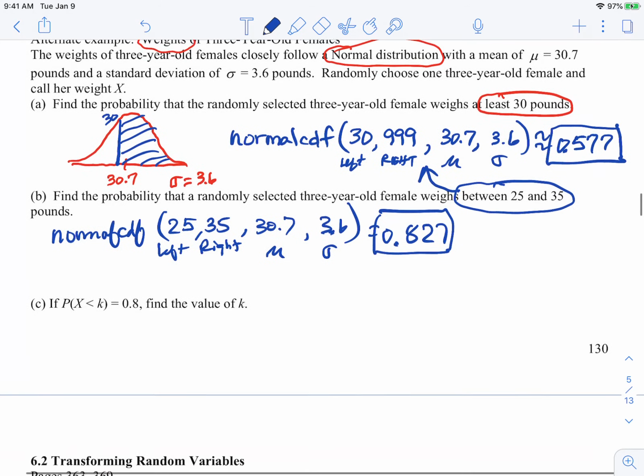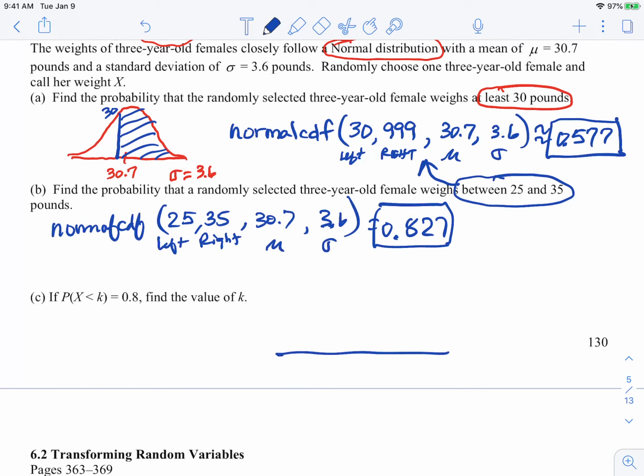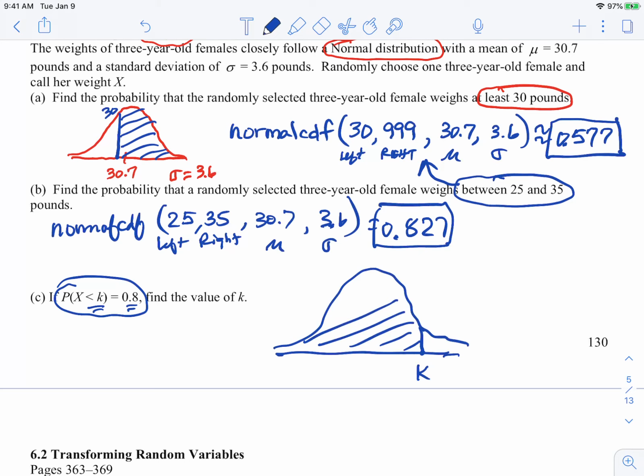And then last question, again, just a little review that we're now working this backwards. They want to find the spot where K is, and less than K is 80%. Well, 80% is pretty high. So K must be out here to the right, because less than K would be most of the area. So K should be above the mean of 30.7 somewhere.